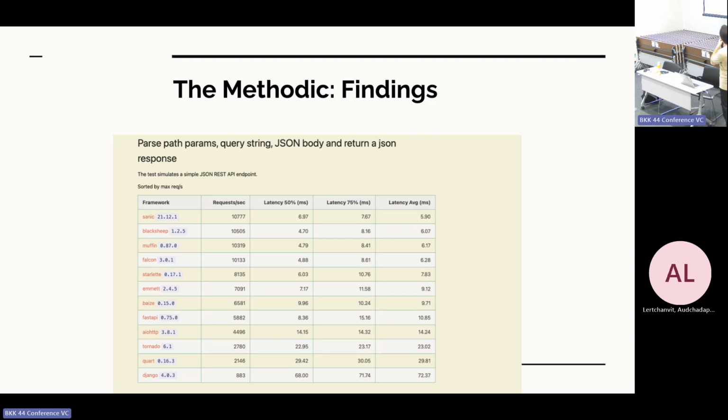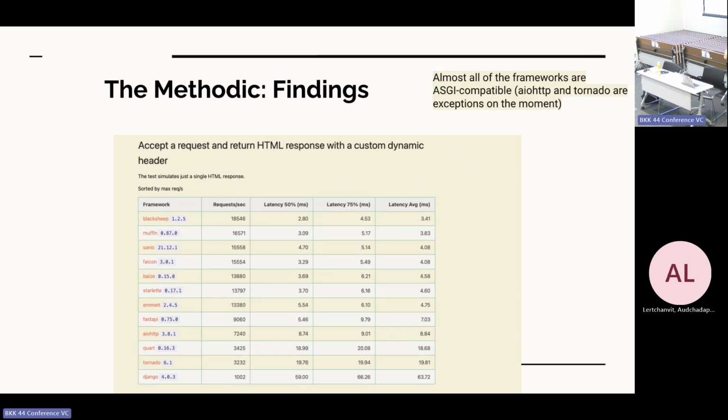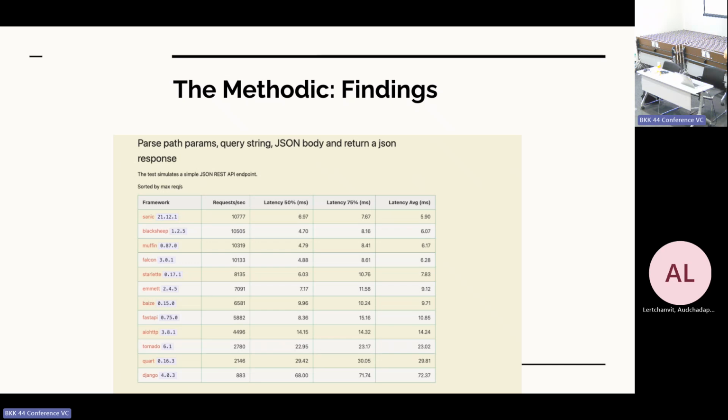We do have another criteria. We can check how fast they parse path parameters, query strings, JSON body, and how fast they return the JSON response. We have a similar rating, in this case Sanic. I just love the name Sanic because it's fast. It's in the first place.